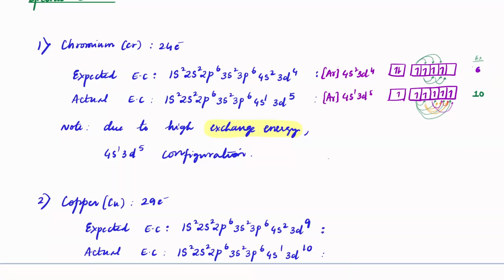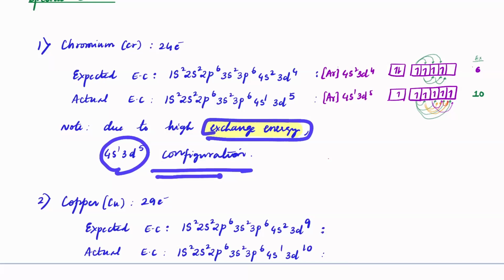Yes. If you have at least this 4 unit difference, then the exchanges are possible. The difference in the number of exchanges will be 4. Then it is definitely possible. Okay. So you can see, due to the high exchange value, 4s1 and 3d5 is the ground state configuration for chromium.